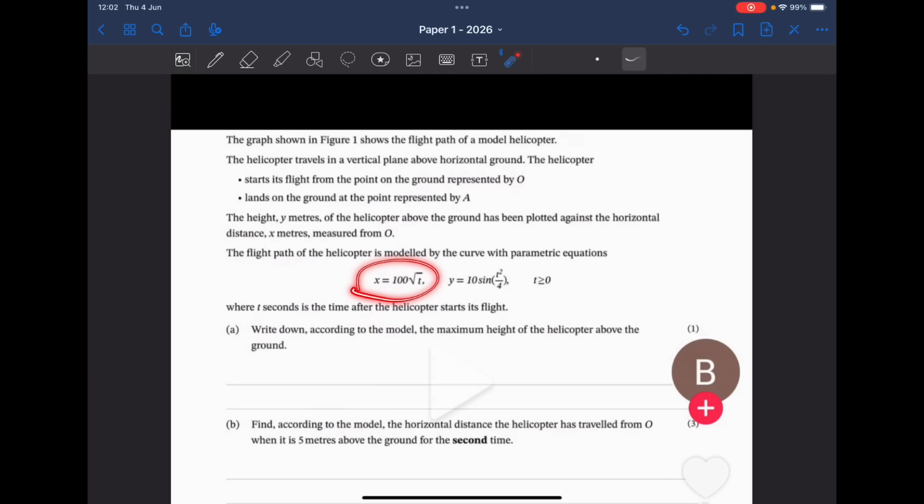But yeah, we have this. x is the horizontal, y is the vertical, t is the time. Write down, according to the model, the maximum height. Well, height is given by y. Sine, no matter what we put inside it, is maximum 1, times by 10, max of 10. So max height is 10.